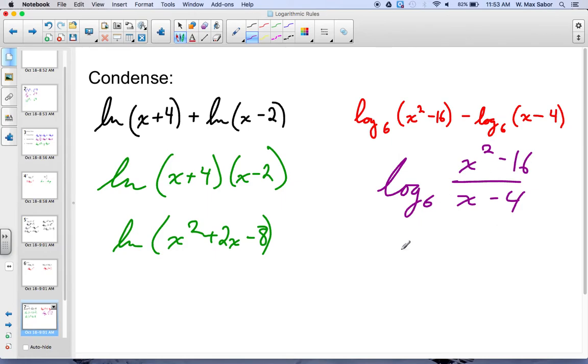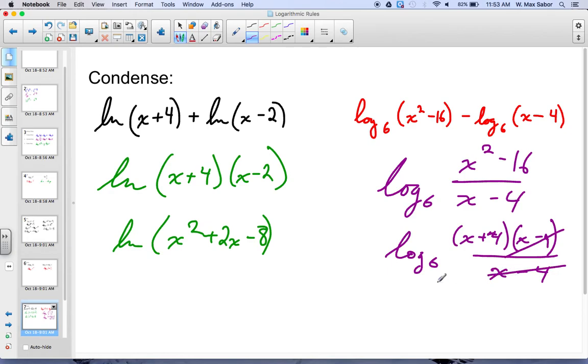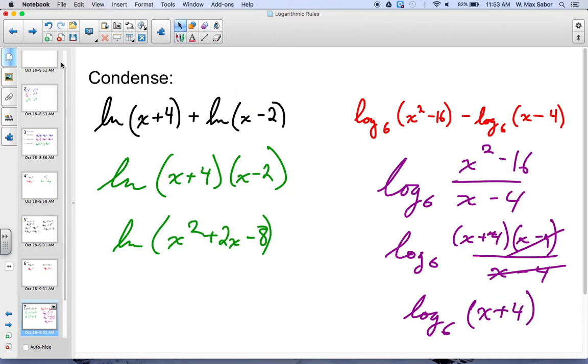And we can simplify this because the numerator can be factored. x plus 4, that's supposed to be a normal plus 4, and x minus 4. The x minus 4's cancel, and we have that this is the same thing as log base 6 of x plus 4. One more page.